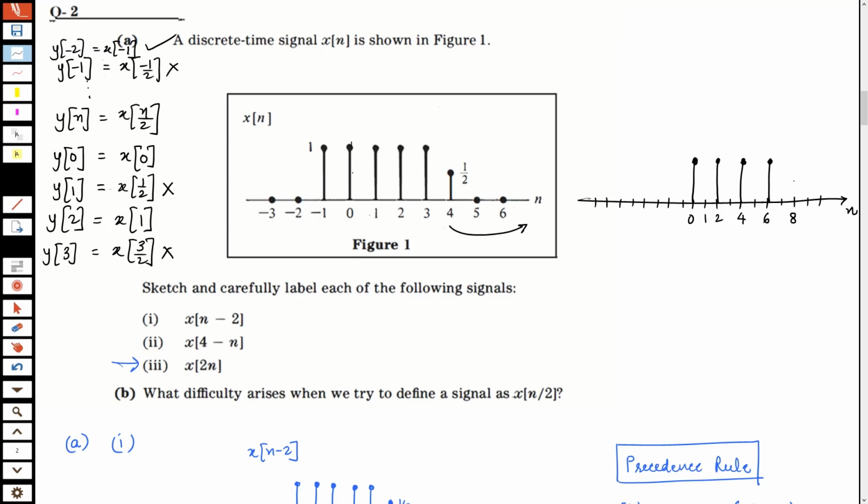and this 4 would have gone to 8. Nothing to put at minus 1, but at minus 2 you would have put the same value which was at x of minus 1. So you notice that x of n by 2, right now this is not complete, because we didn't have anything to plug in between. So a standard practice is to just put zeros in the undefined values.